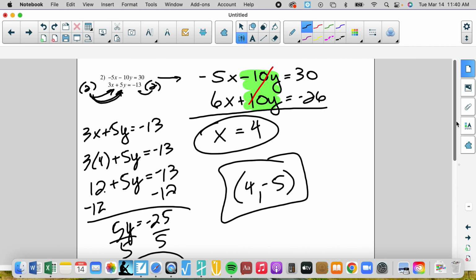And I'm going to go back, make sure. I'm going to test in that top one. That gives me -20. That gives me +50. -20 and +50 gives me 30. So it equals the right side.